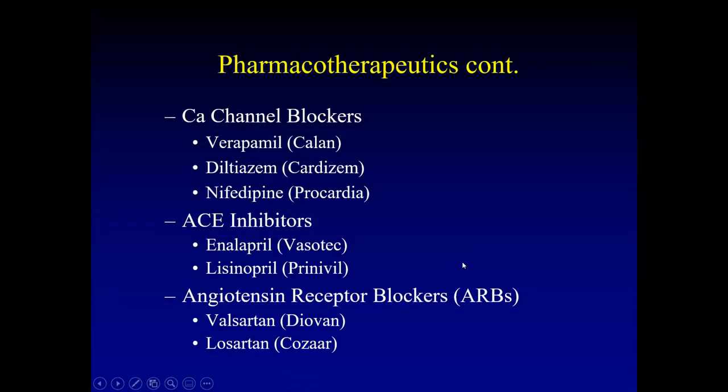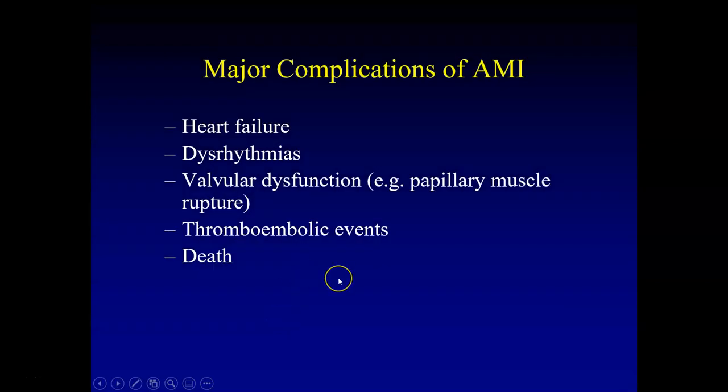We have our calcium channel blockers. We have our verapamil, diltiazem, and nifedipine. Sometimes you may see the Cardizem drip on a patient. It's not common with an MI, but you can see it for other cardiac reasons. And we have our ACE inhibitors, enalapril, lisinopril. Please be familiar with them. And then our ARBs, valsartan, losartan, and let's move on.